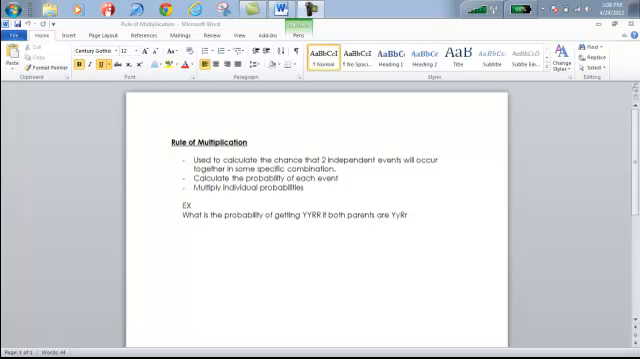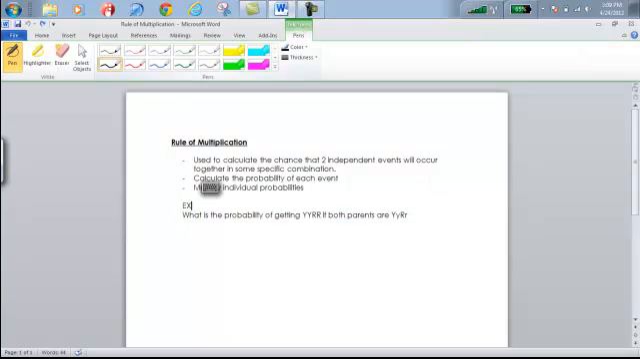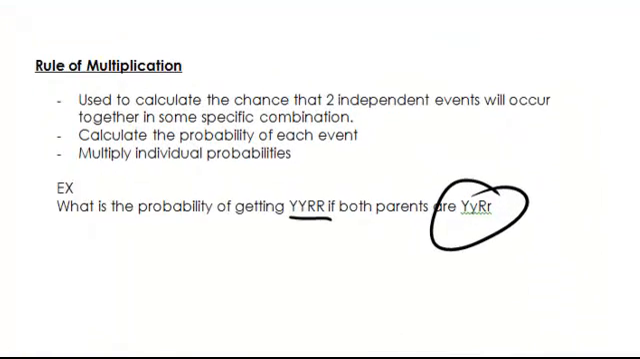So the example I want to work through with you here real quickly is if we have two parents that are dihybrid, as you can see right over here. We have this dihybrid combination. All right, so if I have those parent genotypes, what's the probability of ending up with big Y, big Y, big R, big R in the offspring?